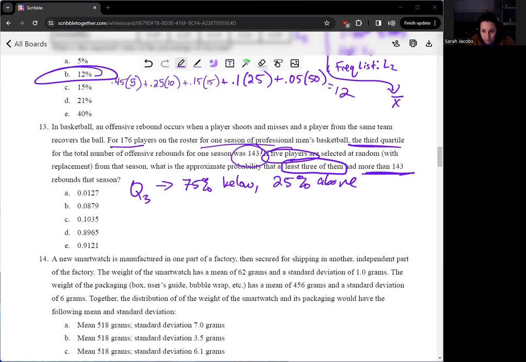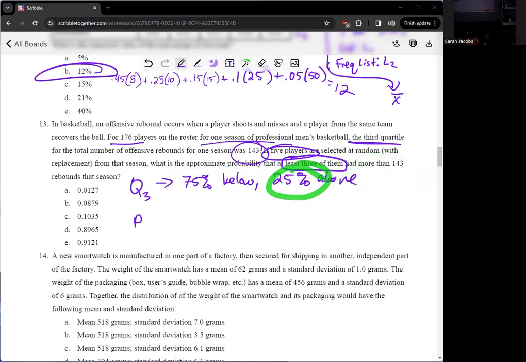Okay. So the probability in this distribution of having more than 143 rebounds is 25%. We are looking for at least 3 of 5. So in 5, we want 3 successes. Is this looking a little binomial to you? It's looking a little binomial to me.